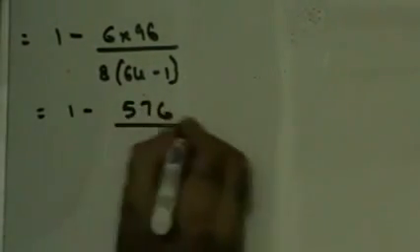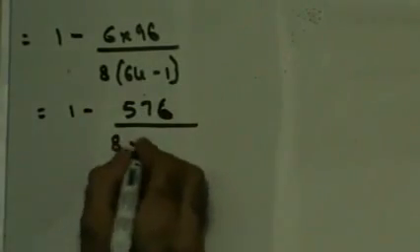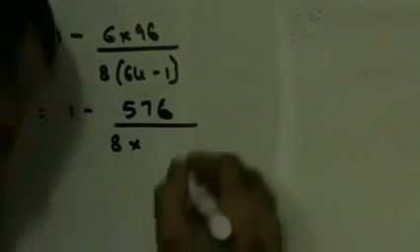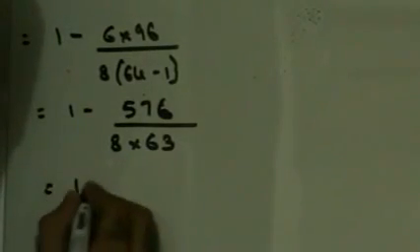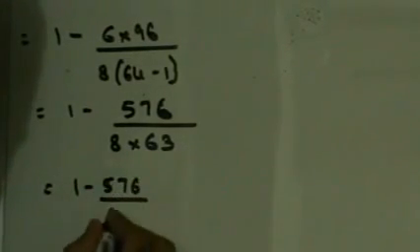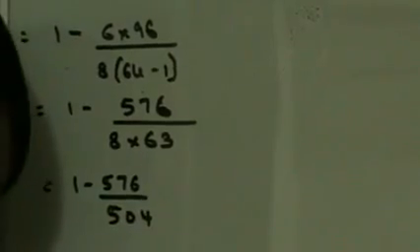When you solve this, you will get 1 minus 576 upon 8 into 63. So this will be 1 minus 576 upon 504. The answer will be negative 0.1429. So the rank correlation is negative 0.1429. Right, take on next one please.